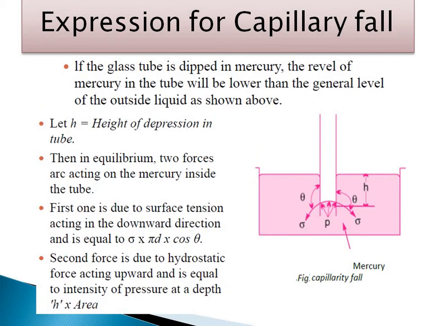Now expression for capillary fall: if the glass tube is dipped in mercury, the level of mercury in the tube will be lower than the general level of the outside liquid. So here h will be the height of depression in the tube. Then two forces are in equilibrium acting on the mercury inside the tube. First, the force due to surface tension acting in the downward direction is equal to sigma into pi d into cos theta, and the second force is due to the hydrostatic force acting upward, equal to the intensity of pressure at depth into area.